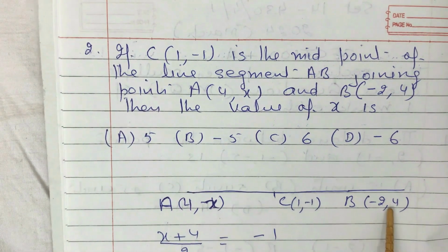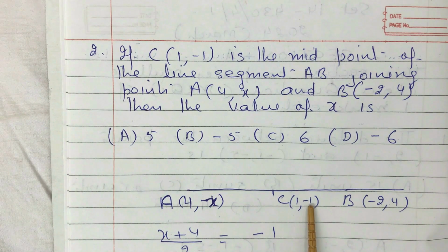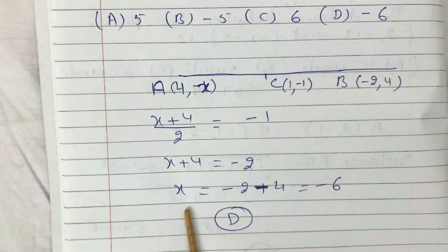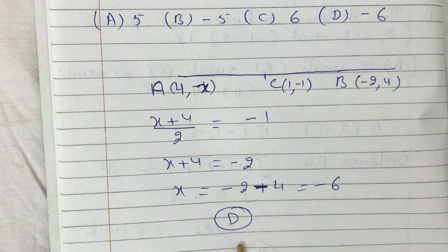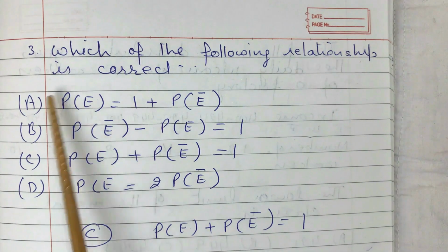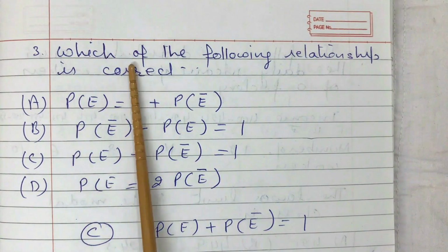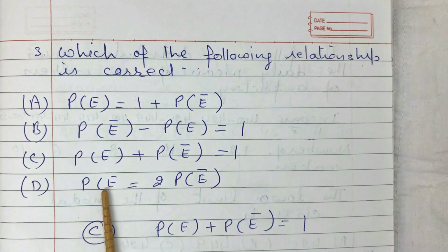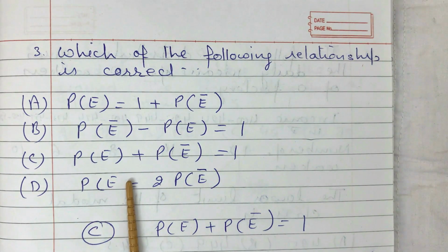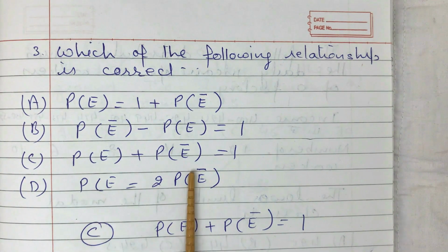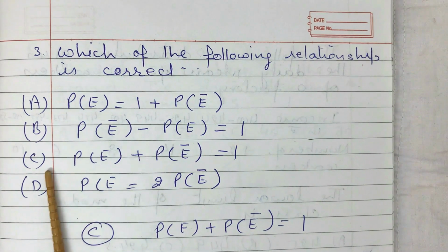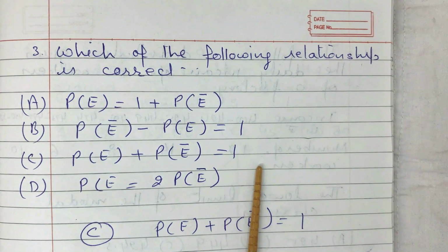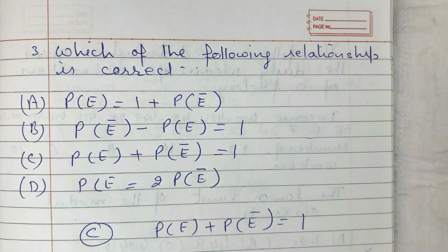It means (x plus 4) upon 2 is equal to -1. If you solve this, you will get the value of x as -6. So D is the option. Now the third question: which of the following relationships is correct? These are the 4 relationships which are given to us. I am to find the correct one. The correct one is C: probability of E plus probability of E bar is equal to 1. That is the correct answer. So C is the correct answer.